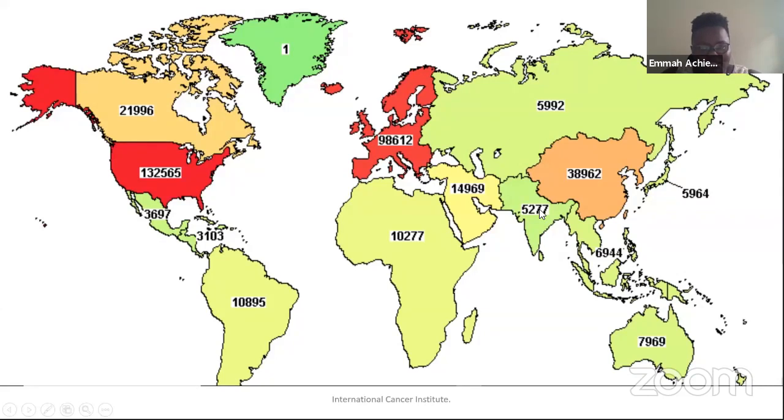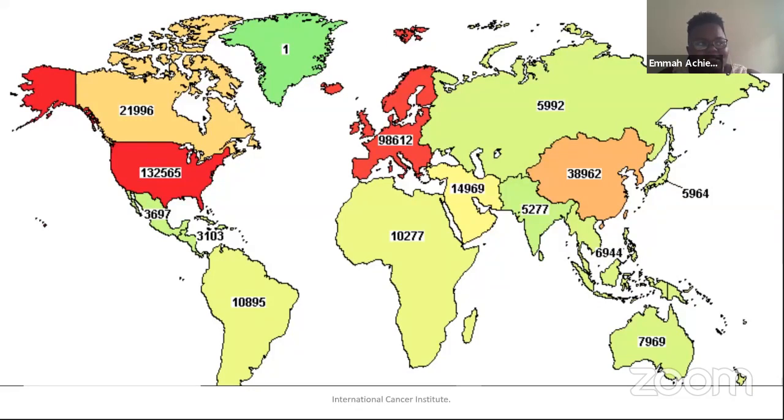India, which is in Asia, 5,000. That's like half of the trials happening in Africa. And why do we need trials in Africa? Or why are trials important?